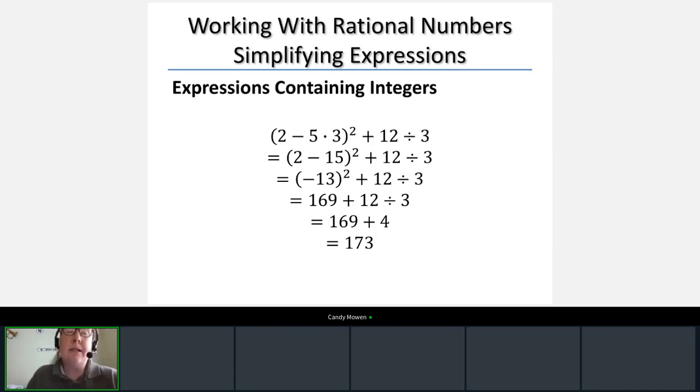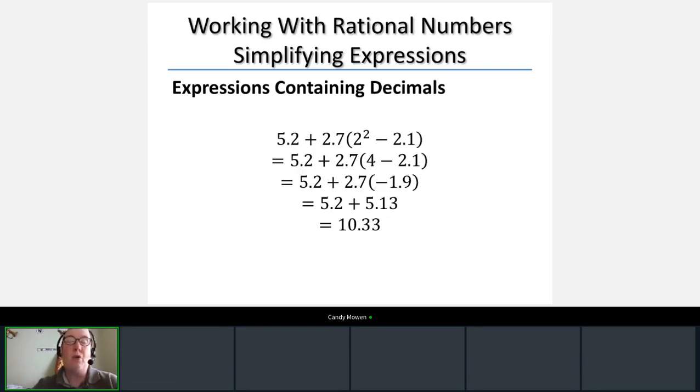Expressions containing integers, what you want to do here is multiply what is in the parentheses first. 5 times 3 is 15. Then you are going to subtract, get a negative 13 squared, or taking it times itself, is 169, plus 12 divided by 3. Take your division then. 3 divided into 12 is 4. Then you add and you have your 173.